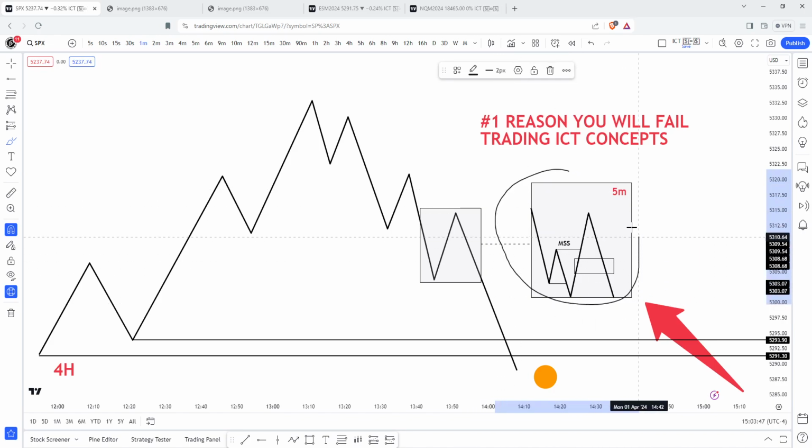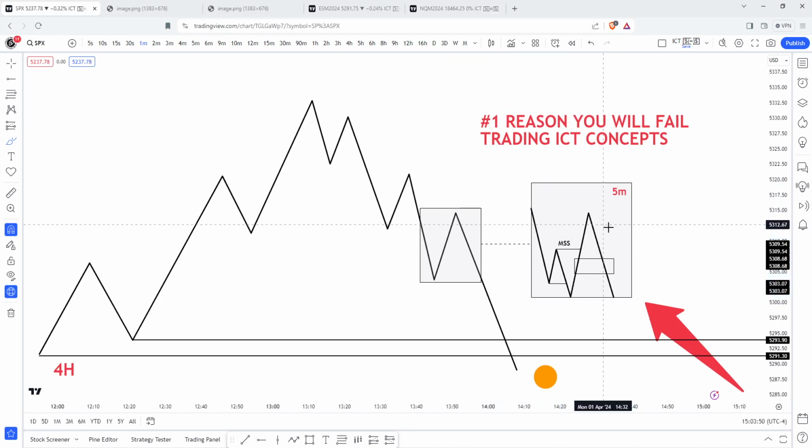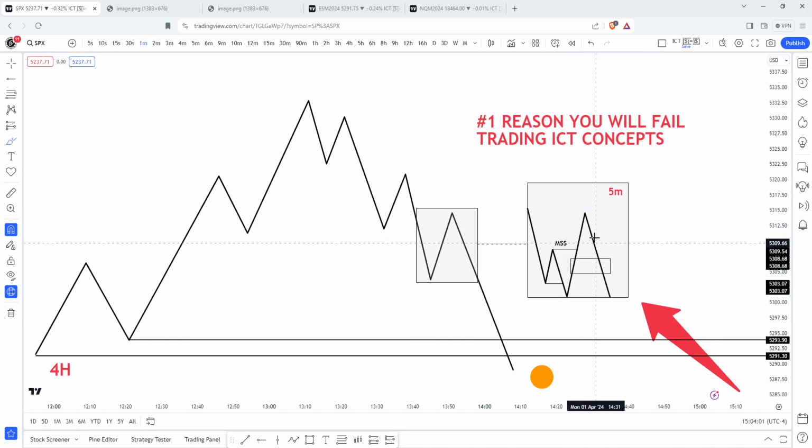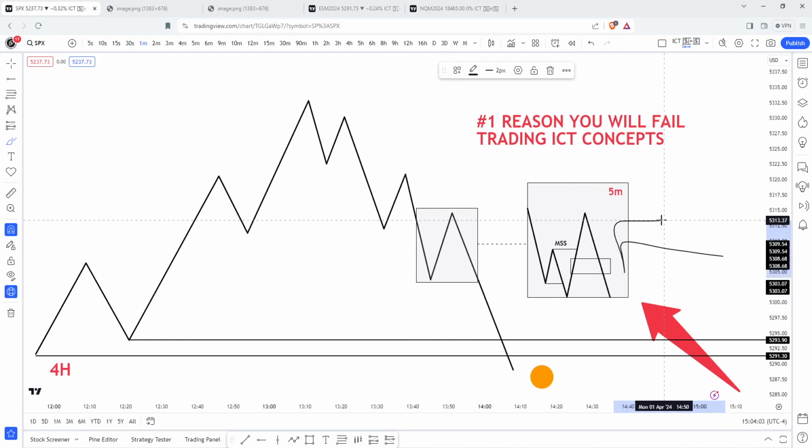That's why this by itself should not be an entry model. This by itself shouldn't be an entry strategy, right? You should not just be looking for this in price action. You need a higher time frame narrative. You need to know where price is drawing towards. Then this can be high probability.